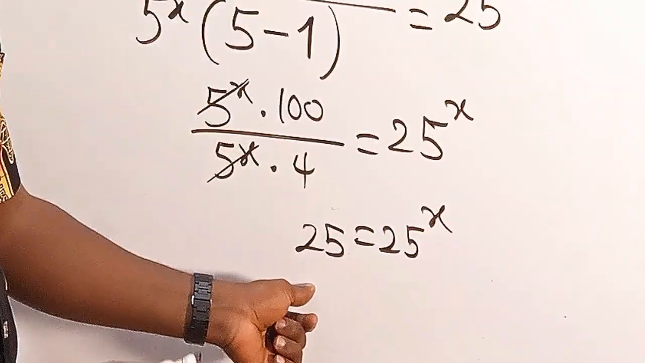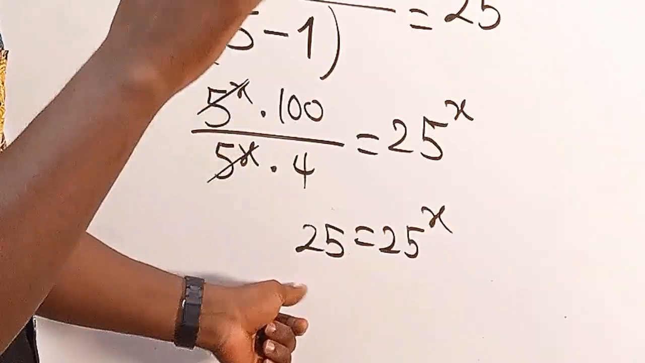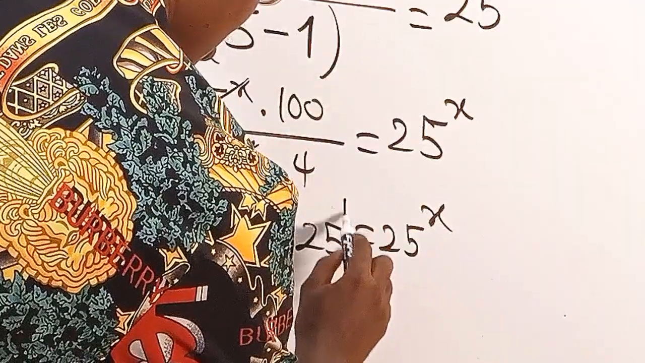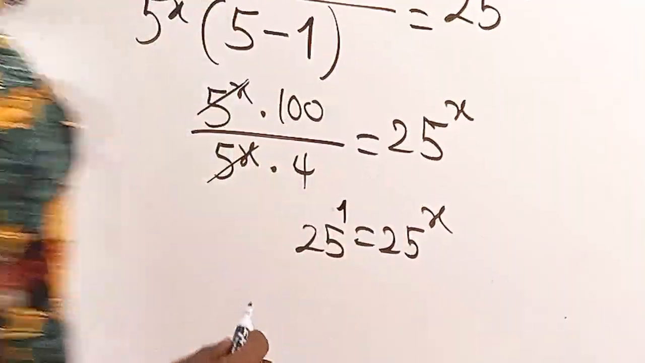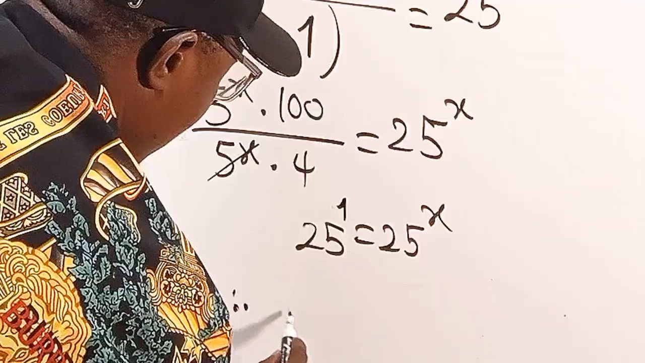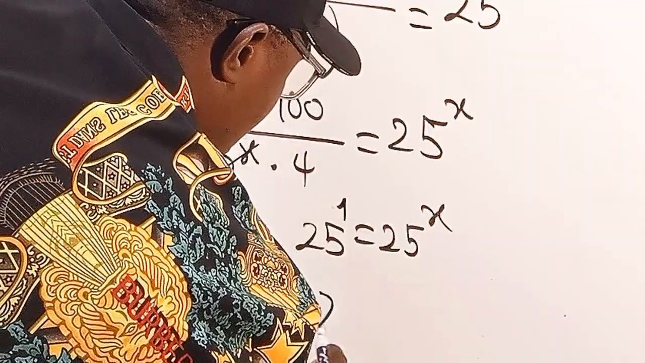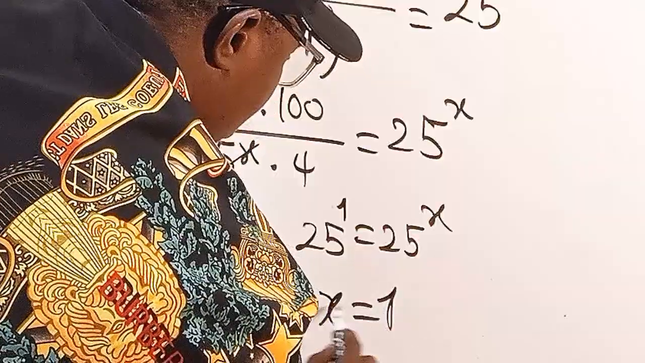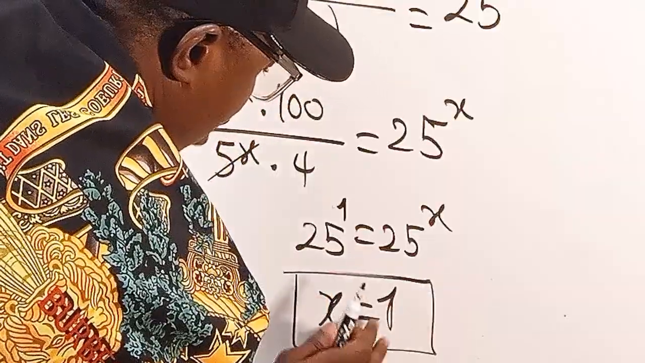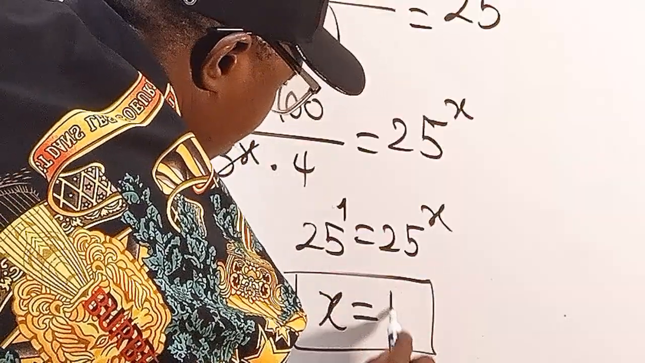So from here, 25 can be written as 25 to the power of 1. Okay. So lastly, since we are having the same bases, we are going to conclude that x is equal to 1. x equal to 1 is the solution to the problem.